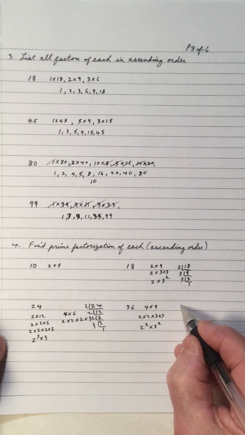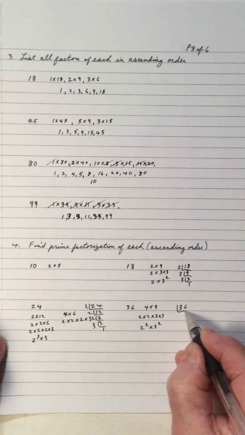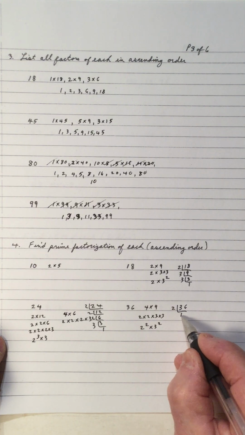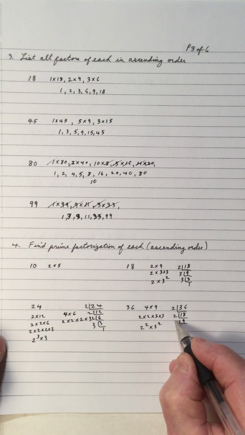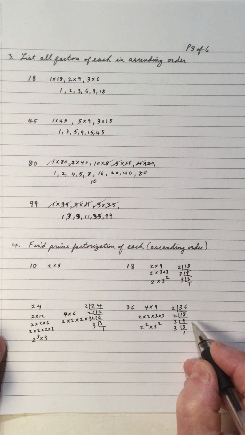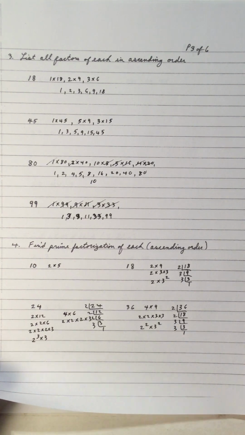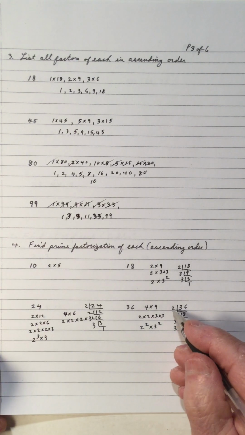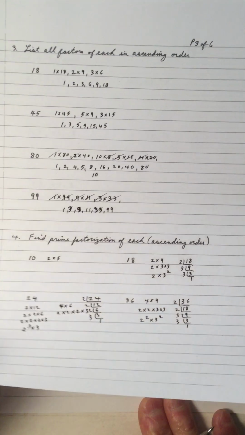And again, if you want, you can do the ladder. It's even, divide by 2, you get 18. It's still even, divide by 2 and you get a 9. Factor of 9, 3 into 9 goes 3. 3 into 3 goes 1. So here's your prime factorization. 2 squared times 3 squared.